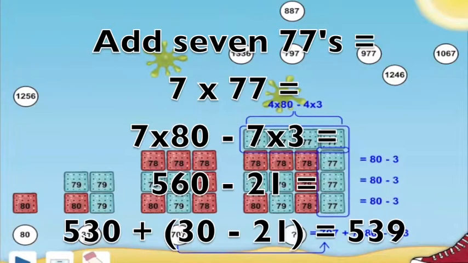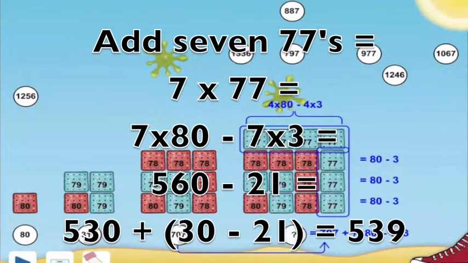We then have that adding 7 77s is the same as 7 times 77. That is equal to 7 times 80. So here we're using our rounding strategy. We're adding 3 to 77 to get to 80 to get 7 times 80, which is an easier operation. But we have to remember to subtract 7 3's away, or 7 times 3. So 7 times 77 becomes 7 times 80 minus 7 times 3.